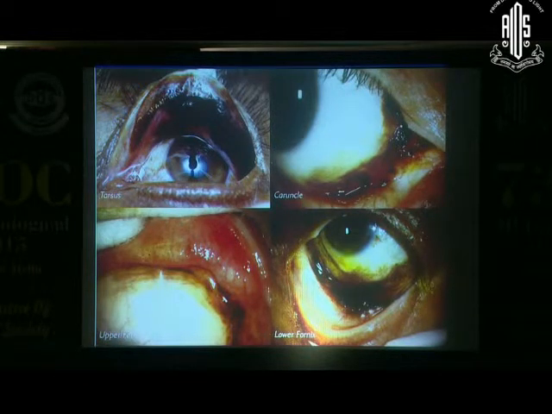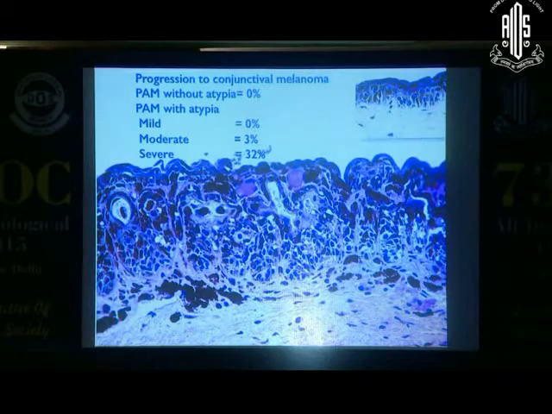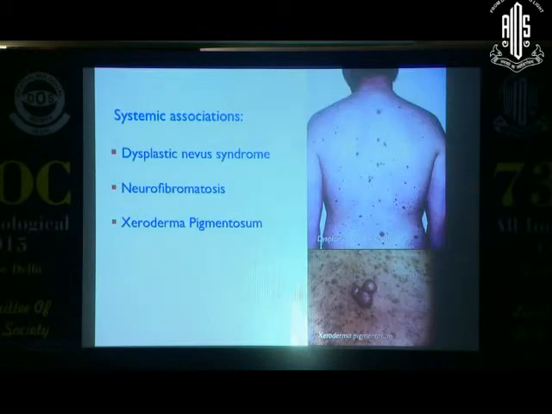Other features of PAM are the site of involvement, the location, involvement of tarsus, caruncle, upper fornix and lower fornix. There is a high chance of this converting into malignant melanoma. Pathology will be covered by Kaustubh. I'm going to skip this slide. Now, systemic associations are also involved with melanoma. They are dysplastic nevus syndrome, neurofibromatosis, and xeroderma pigmentosum.